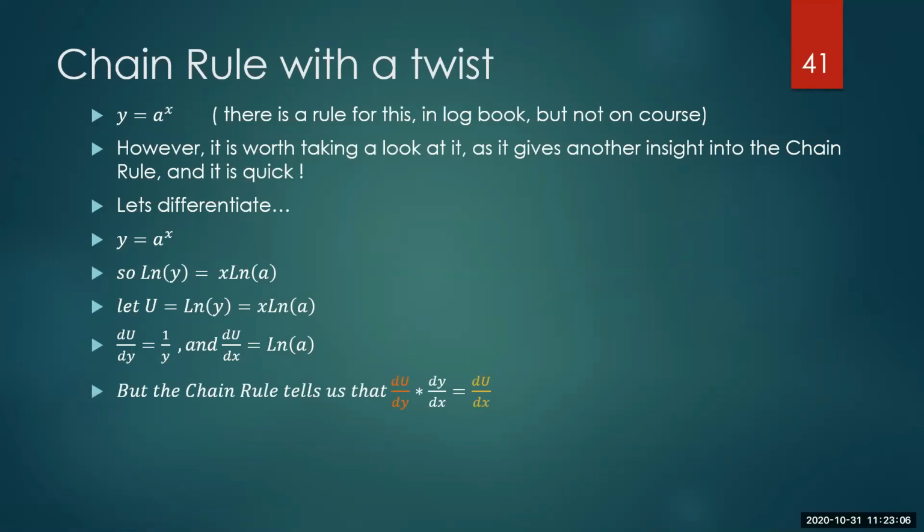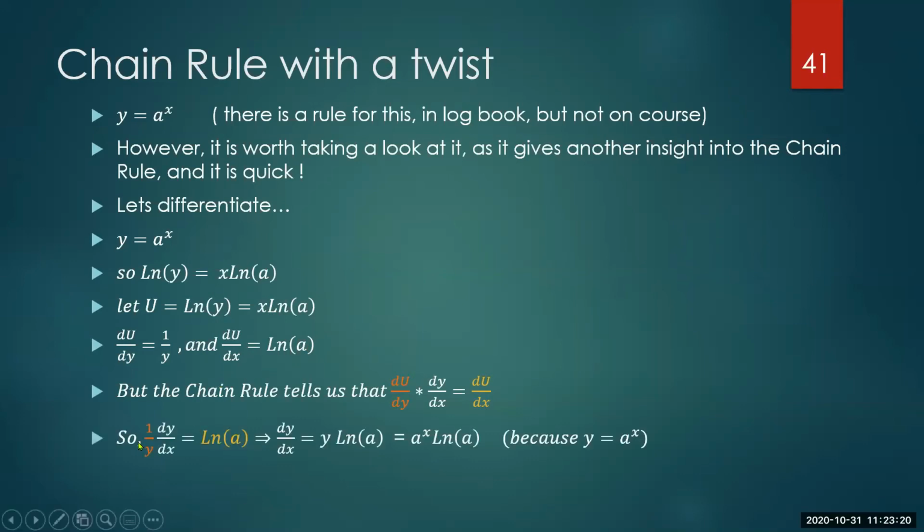But the chain rule tells us that du/dy times dy/dx is equal to du/dx. Now here we have du/dy and we have du/dx, so we can find dy/dx very simply. So 1 over y, which is du/dy, multiplied by dy/dx, is equal to the natural log of a, and therefore dy/dx is equal to y times the natural log of a. But we said y is equal to a to the x, so y times the natural log of a is equal to a to the power of x times the natural log of a.